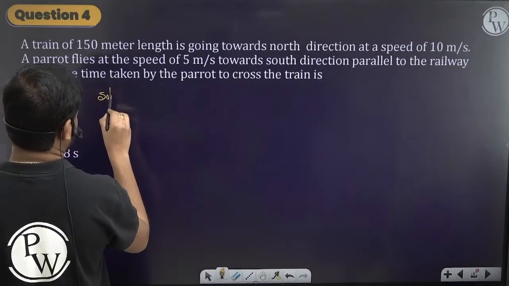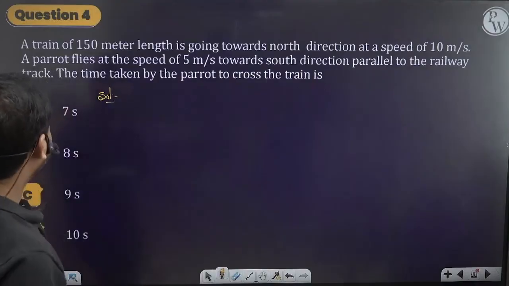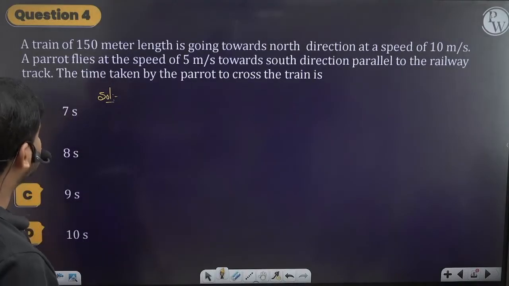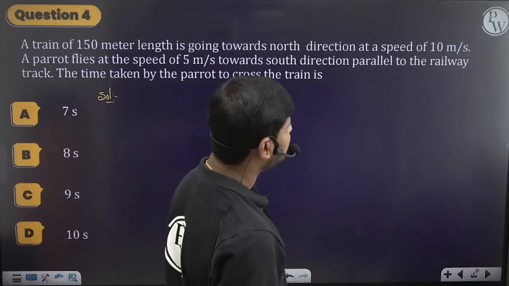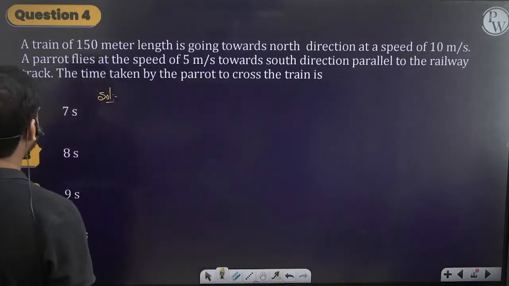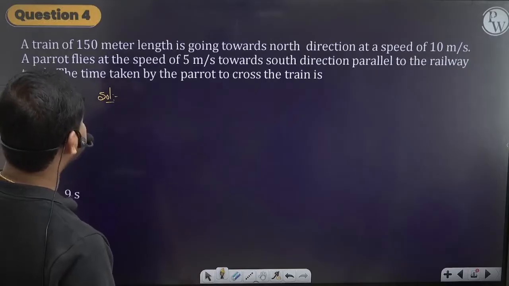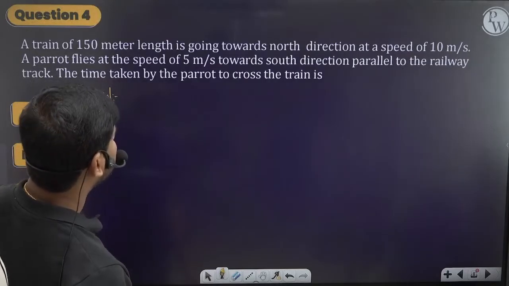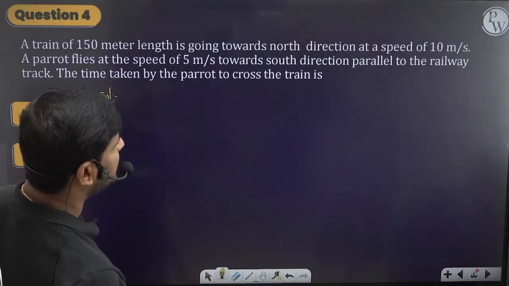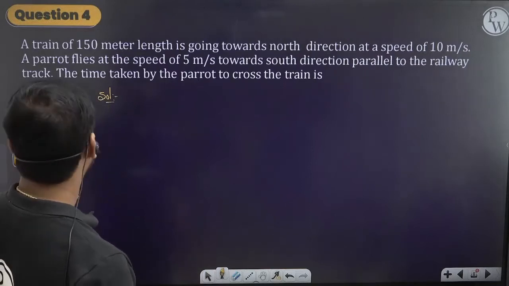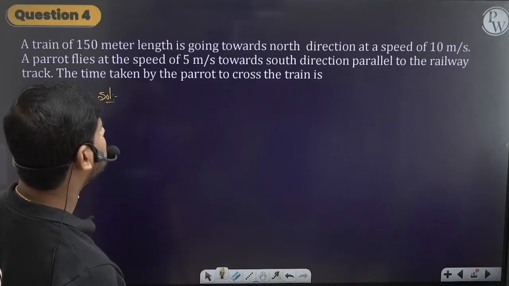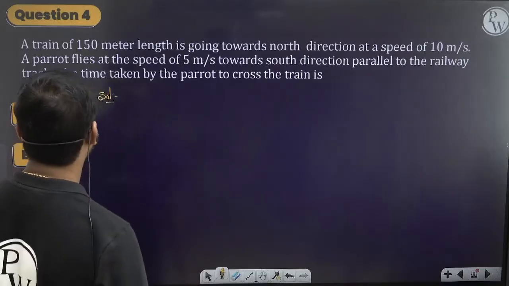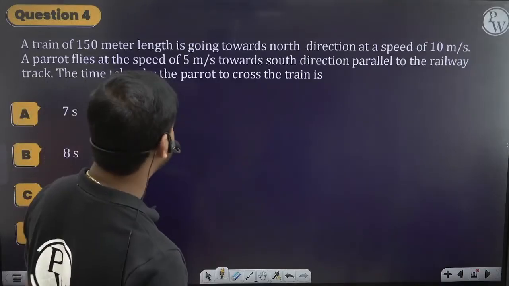Let's go for question number 4. A train 150 meters long is moving towards the north direction at a speed of 10 meters per second. A parrot flies at a speed of 5 meters per second towards south, in a direction parallel to the railway track. So the time taken by the parrot to cross the train is?